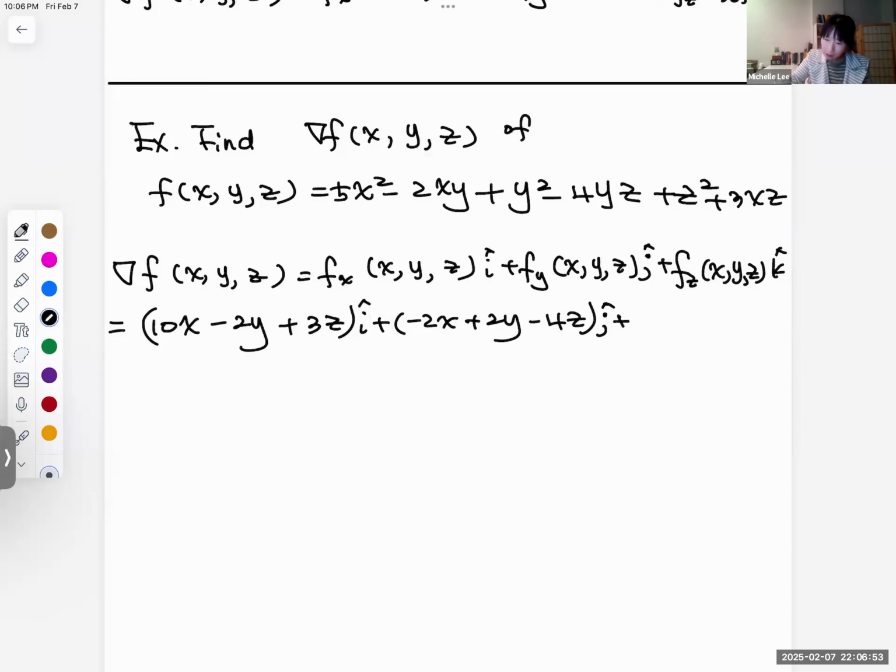Plus k hat, negative 4y plus 2z plus 3x k hat, right? That's it. All right. Now, let's do how to find the gradient.